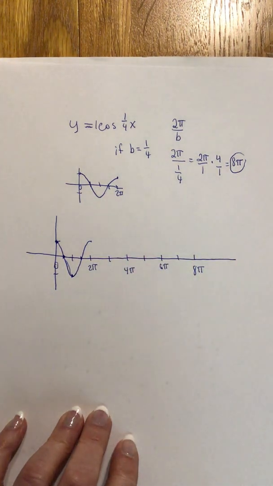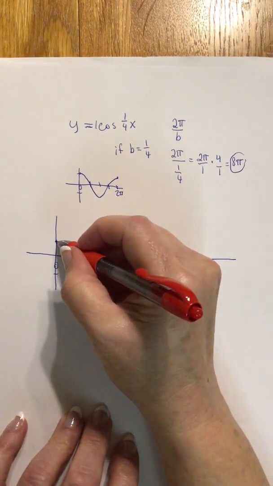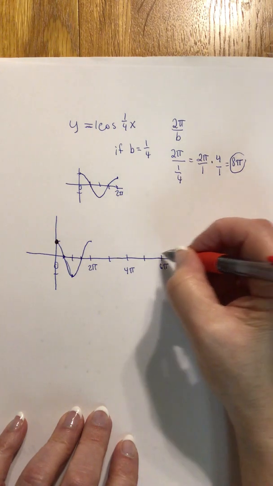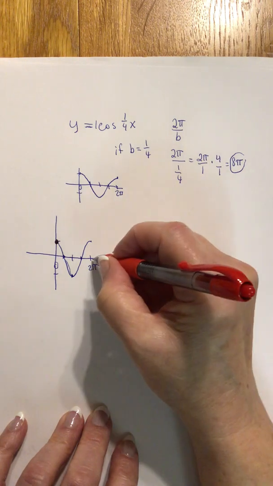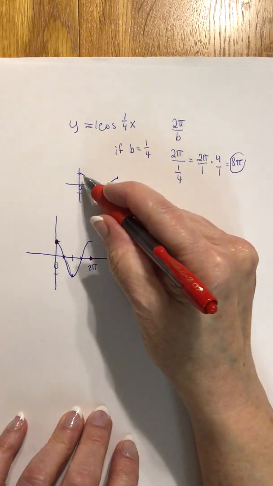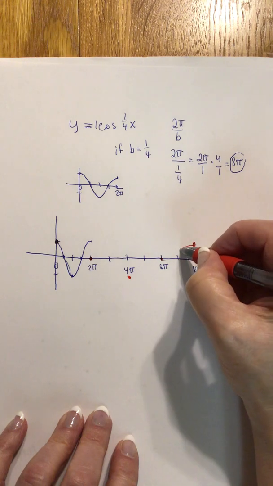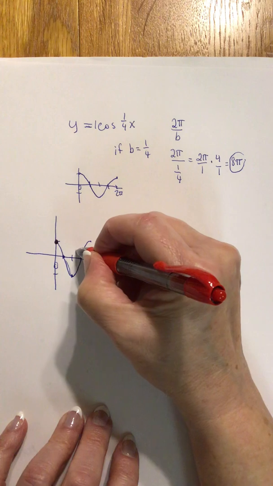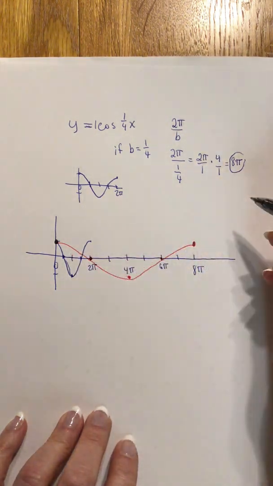So if I want to do the new one, and it's 8 pi, I still start at up 1, and I still end at up 1. Halfway between, I could still go down to -1. And halfway between here, I cross the axis. So it still looks like this: 1, 1, -1, cross the axis, cross the axis. But what it does is it just stretches it out. So it still has that same curve, but it stretches it out.